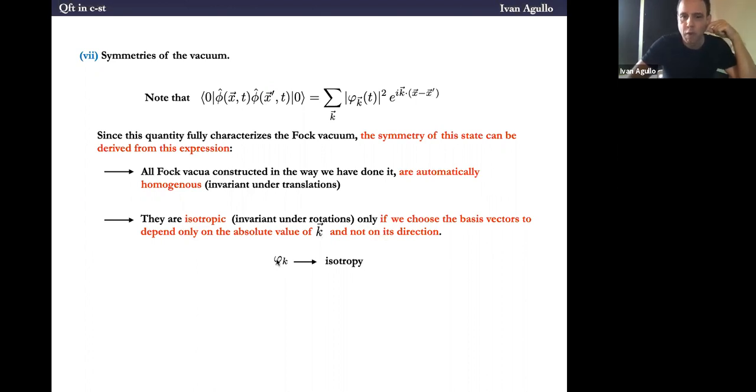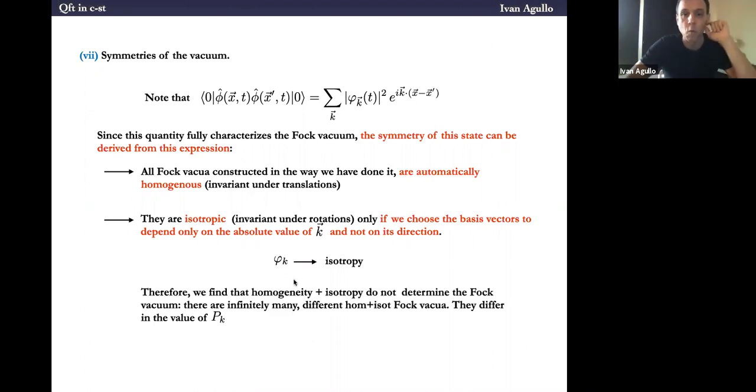So if we choose phi of k to depend only on the absolute value and not on the direction, we respect isotropy. And this is natural because the equations of motion do not depend on the direction either. The different Fourier modes follow exactly the same equations regardless of the direction. Only k squared appears in the equations of motion. So that is very natural.